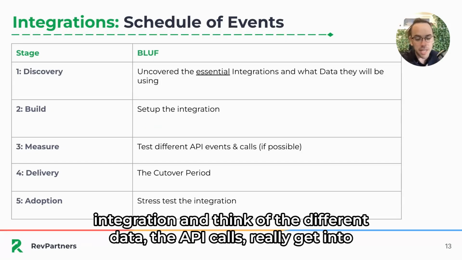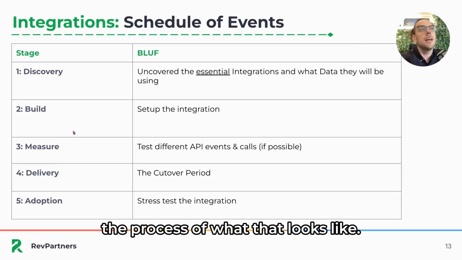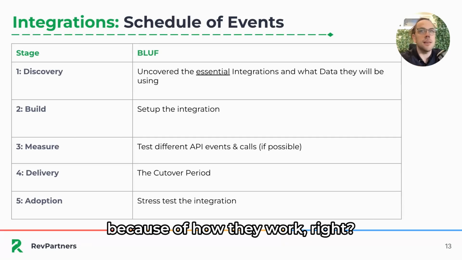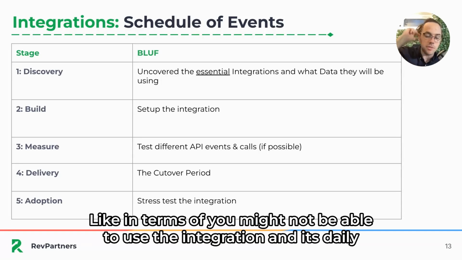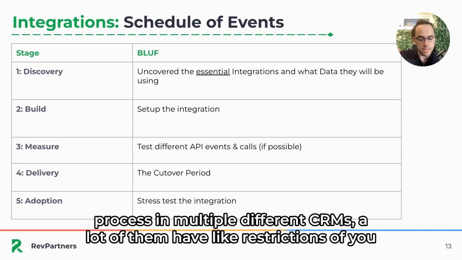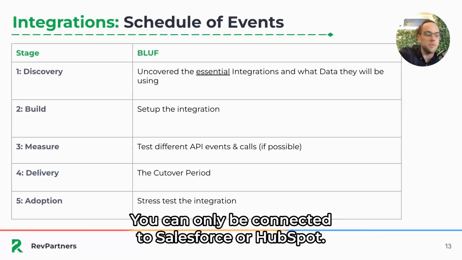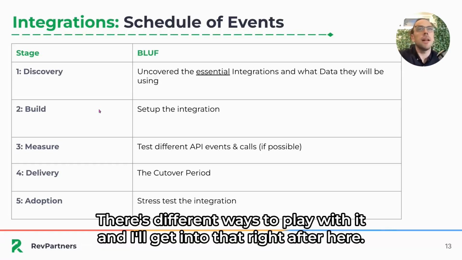Okay, think of the different data, the API calls, and really get into the process of what that looks like. Measure can be a complicated one here with integrations because of how they work. You might not be able to use the integration in its daily process in multiple different CRMs. A lot of them have restrictions: you can only have this integration tied to one other software at a time. You can only be connected to Salesforce or HubSpot. There's different ways to play with it, and I'll get into that right after here.